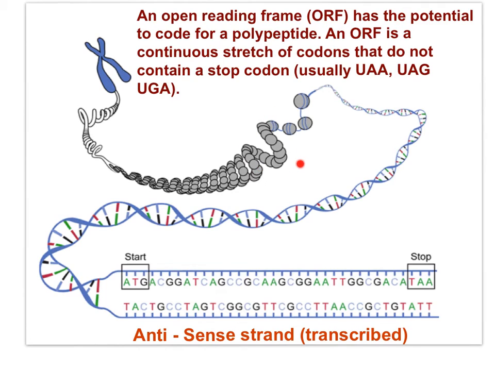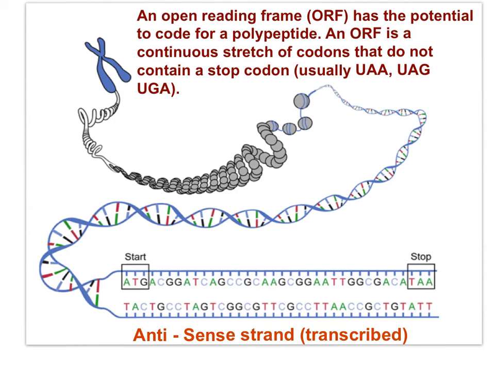You can see nucleosomes here, and a stretch of simplified DNA with an open reading frame, a start codon and a stop codon. An open reading frame has the potential to code for a polypeptide. An open reading frame is a continuous stretch of codons that do not contain a stop codon. Scientists hunt for open reading frames to locate genes.